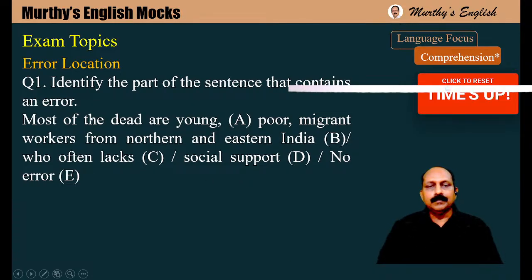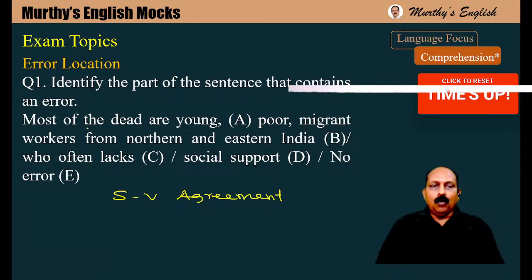Time up. Here the subject. Bank exams, SSC also quite often ask questions based on subject verb agreement. What is the subject here? Young, poor migrant workers. Most means plural. Based on that, here you should not consider who are. There is a plural verb. Don't consider all these. And there is a clause here, who often lacks. Lacks is not correct. Who often lack. Answer is C.